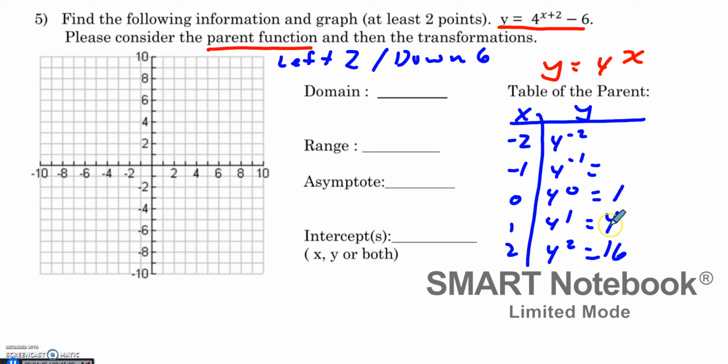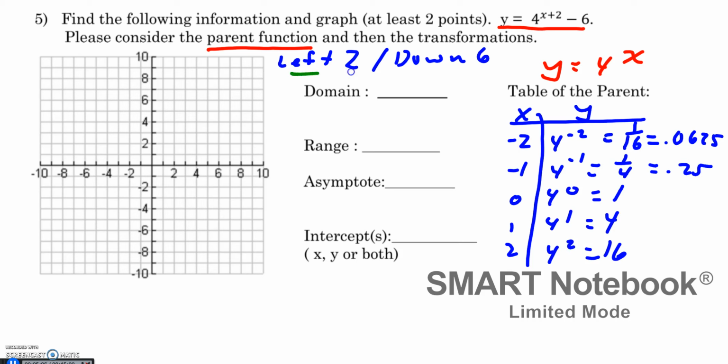So if 4 to the first is 4, 4 to the negative first must be 1/4. In the same way, if 4 to the second is 16, this would be 1/16. So 1/16 is really 0.0625, and 1/4 is really 0.25, just for future reference. So now these are my coordinates for the parent function.